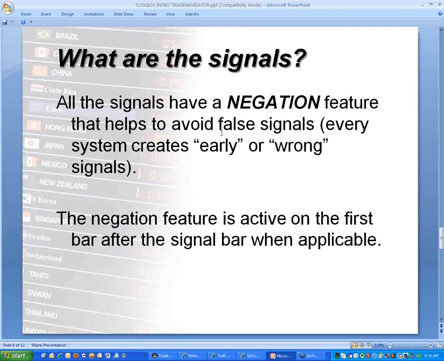Every system will create a system signal that's early or late, and the negation feature is a little bit of extra help to say, well, wait a minute, maybe the signal isn't as good, and that gives you the opportunity to liquidate sooner if you choose to. I'll show you the negation features in just a minute.